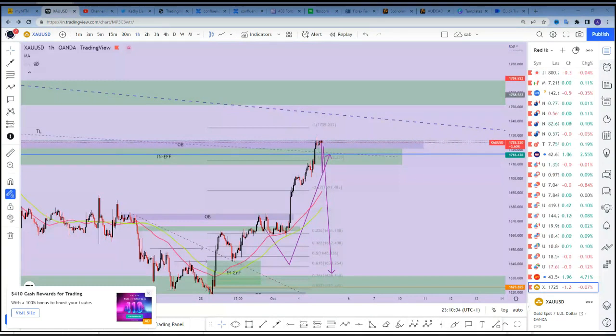Like I said about the SL, since I wait for stochastics to cross, it means that I can use the previous high or low for my stop loss. So I just basically use the previous highs and lows for my stop loss.